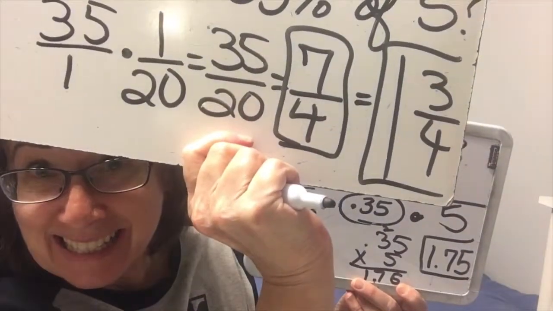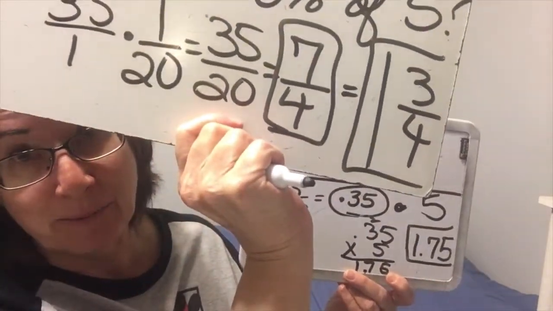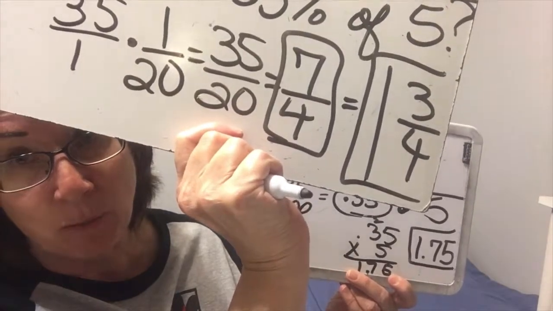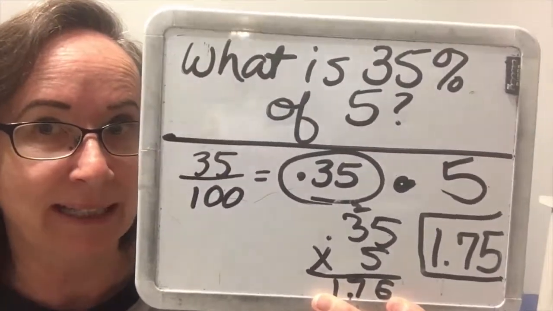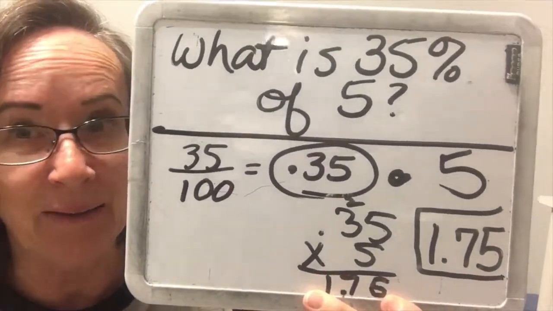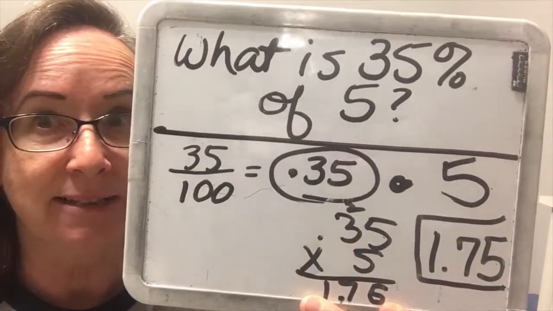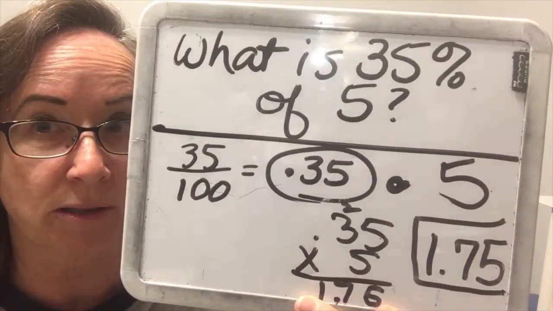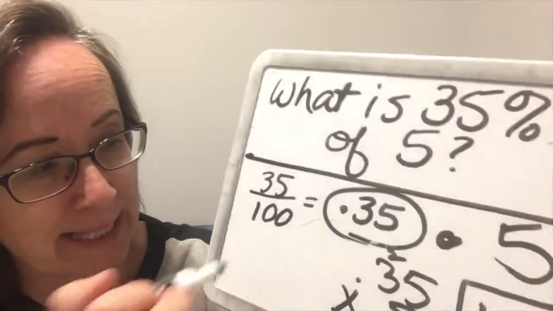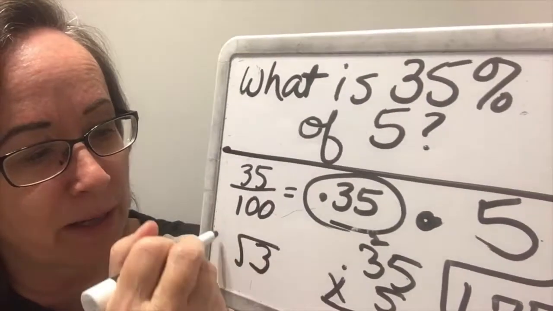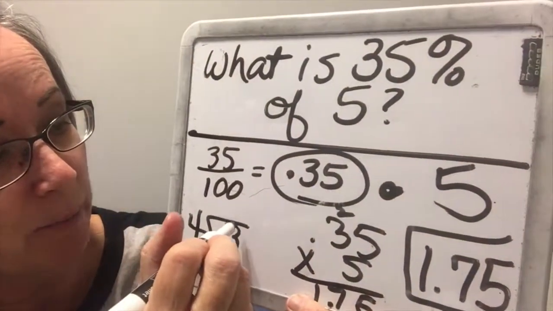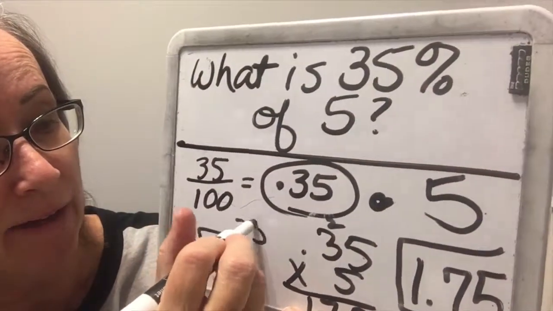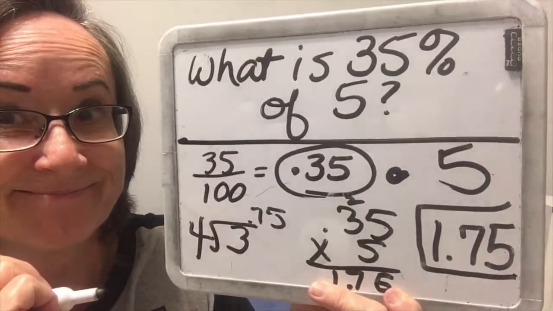Well, 1.75 is the same thing in decimal form as 1 3/4 in fractions. So the first time we did it in fractions and got 1 3/4. The next time we did it in decimals and got 1.75. But 0.75 is the same as 3/4. Do you believe me? If I take 3 and divide by 4, which is what 3/4 is, I end up with 0.75 when I do my division.